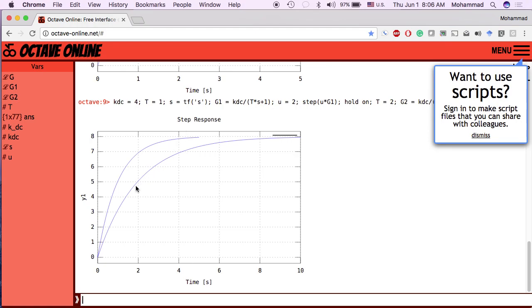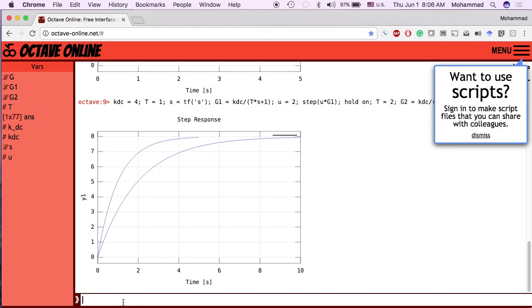The time constant for the first system was 1 second. So in 1 second, it reaches 63% of the final or steady state response, which is roughly close to 5. So in 1 second, it gets to 5. The other system takes 2 seconds to get to the exact same value. So you can play with this and get various responses.